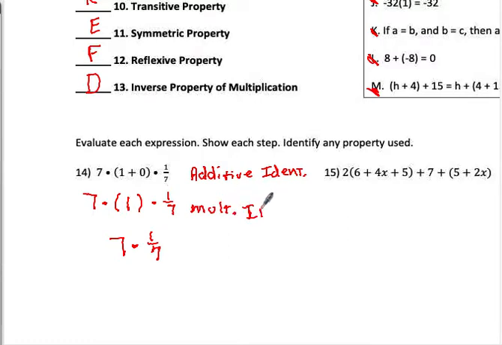Multiplicative identity. I'm okay with abbreviating a little bit, but make sure your abbreviations are still things that I can understand. Don't just put MI. That could be multiplicative inverse, right? Make sure that I understand your abbreviations. And then 7 times 1/7 is, oops, not 7. 1. And what is that? Multiplicative inverse. So, okay.